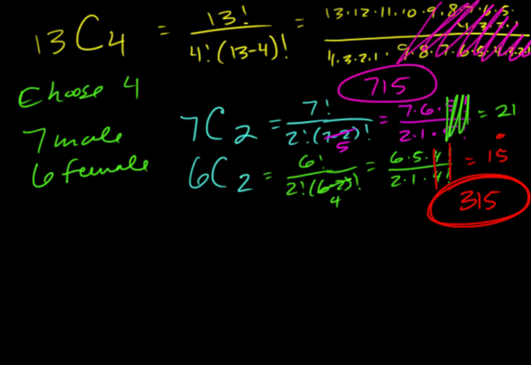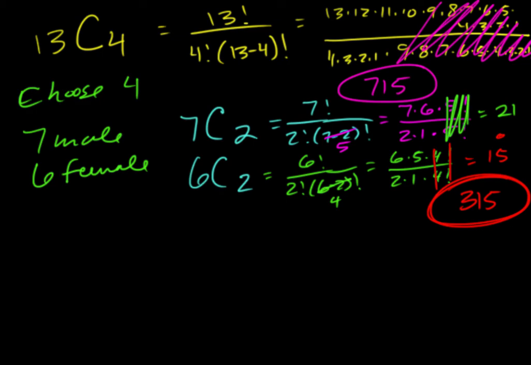Okay, and the last situation on this one, at least one rider of each sex is required. So we could have 3 males and 1 female, or we could have 2 males and 2 females, or we could have 1 male and 3 females. This one's a little more complicated.